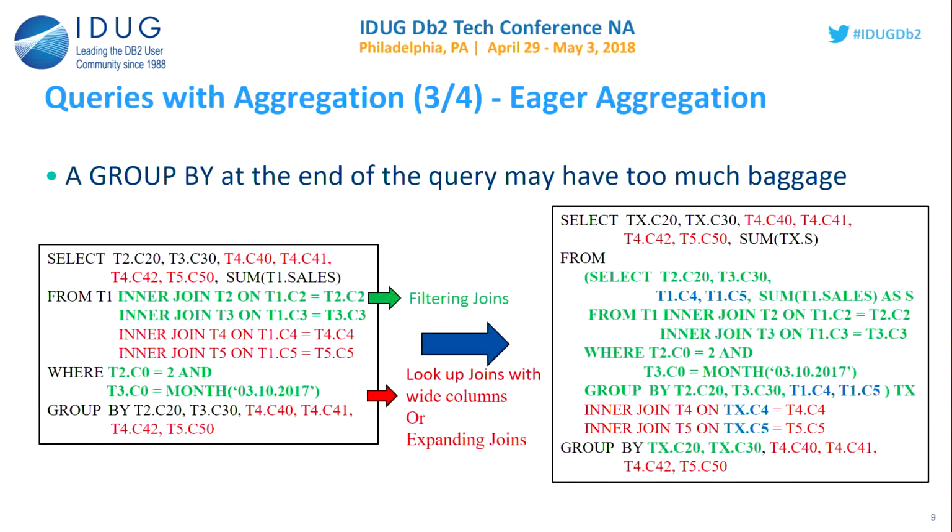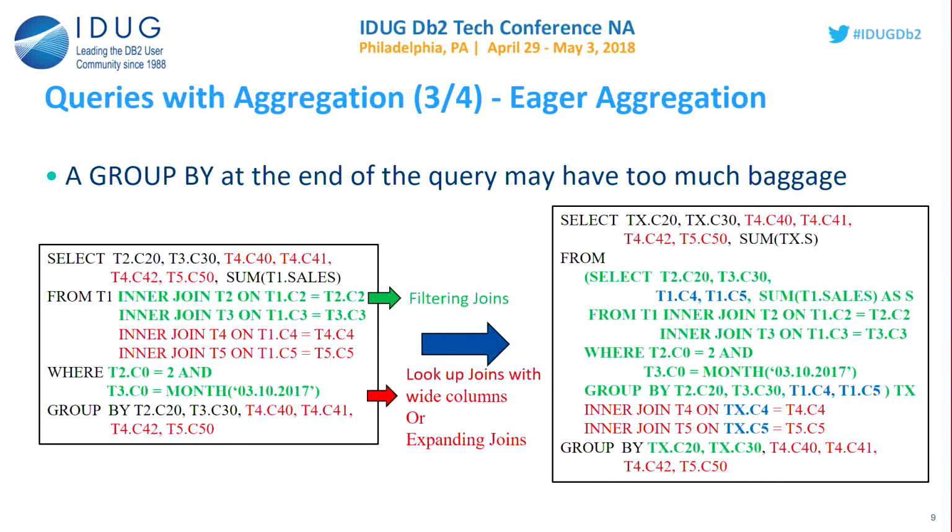The next one focuses on aggregation. This time, we have a bunch of tables that are being joined. So T1 joined to T2, T3, T4, T5. So it's a 5-table join. You have some local predicates on T2 and T3.